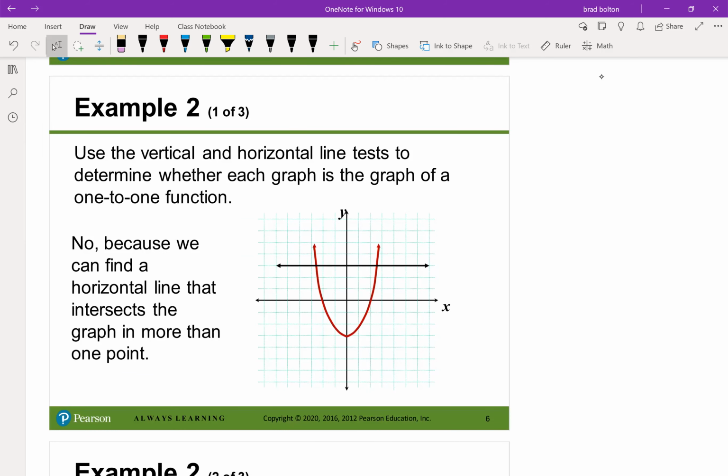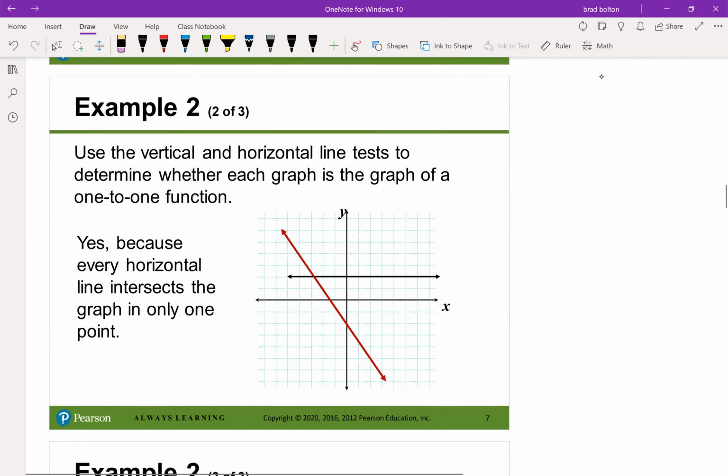So the moment you see right there, there's a horizontal line that cuts right through this parabola, and it is not a one-to-one function. So it does pass the vertical line test, right? But it does not pass the horizontal line test. Anywhere I draw a horizontal line, or almost anywhere, it'll cross it more than one time. So this is not a one-to-one function.